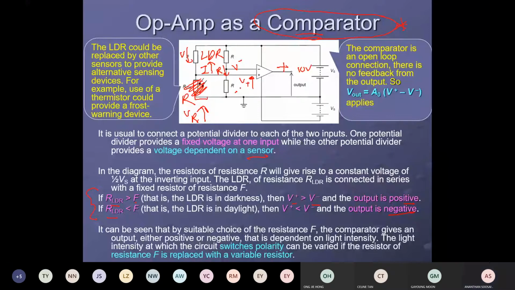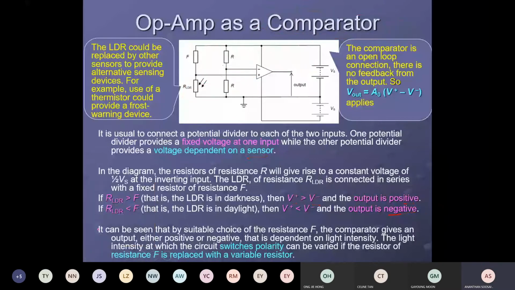In the exam, they will put the LDR and ask you to explain what happened to the output circuit. Is it going to be on in the night or in the daytime? So you have to explain. How do you start explaining? Start from intensity. Intensity rises, what happened to resistance, what happened to voltage, therefore what happened to the input. So V positive is greater than V negative; you have to write that with an inequality sign. Then you say the output is positive or negative.